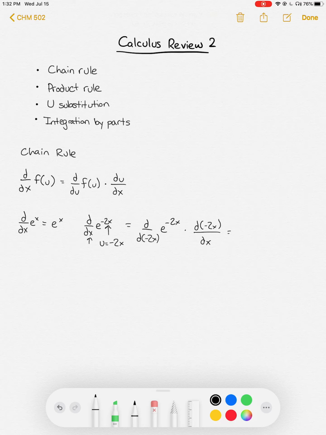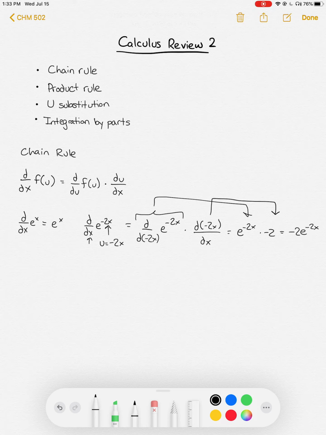And so this part right here is very similar to this over here. We're taking the derivative of e to the x with respect to x. Here we're taking the derivative of e to the minus 2x with respect to minus 2x. So you shouldn't be surprised that that derivative is simply equal to e to the minus 2x. And then this part over here, the derivative of minus 2x with respect to x, of course, is just a simple polynomial, and that equals minus 2. So our net answer is minus 2 e to the minus 2x.